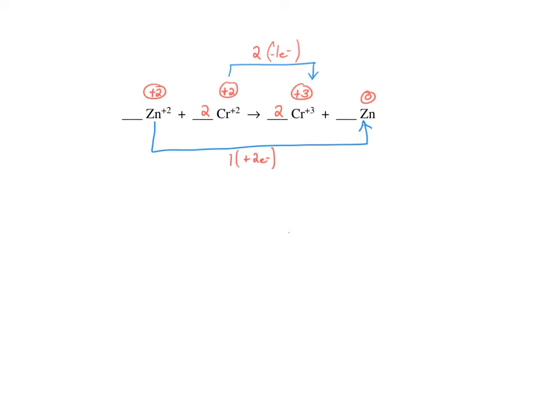Now let's look at the charge. We have 1 zinc, it's a +2 charge. We have 2 chromiums, each is +2. So we have 2 + 4, a total of +6 on the reactant side. On the product side, we have 2 chromiums, each is +3, and we have 1 zinc that doesn't have any charge, so we have a +6 on the product side. So our redox reaction is balanced for mass, it's balanced for charge. We're done.